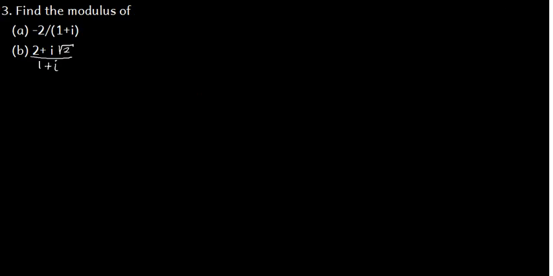Find the modulus of negative 2 divided by 1 plus i. Well, the first thing to do for us to find the modulus is we need to write it in the form a plus ib. So we're going to conjugate: multiply by 1 minus i on top and on the bottom.